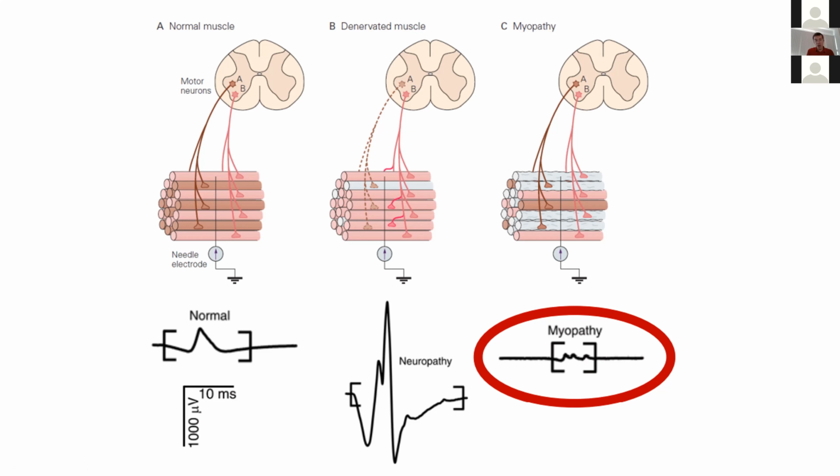So the amplitude and the duration of a motor unit is not a clear sign whether the condition is neurogenic or myopathic. However, the recruitment pattern based on this principle remains very different in neuropathic and myopathic conditions.